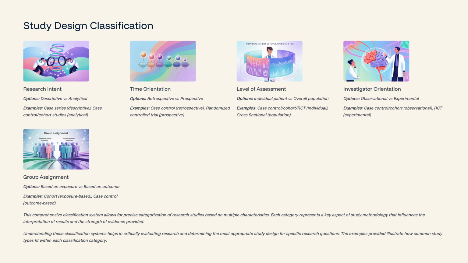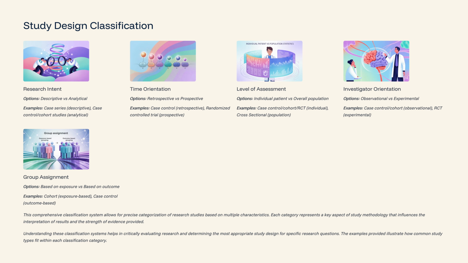He's just an outside observer, or is he actually intervening and making patients do something through an experimental model? So case control and cohort would be observational, just watch and see what happens. Randomized control trial, you're treating patients with drugs, so you're intervening, therefore experimental.